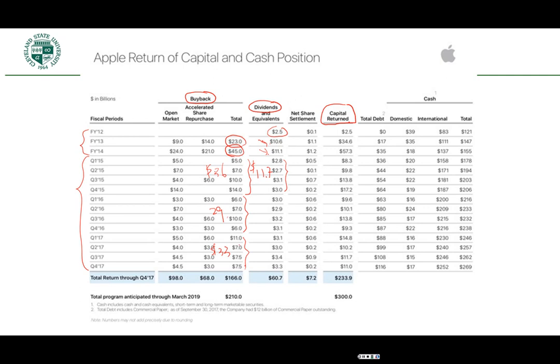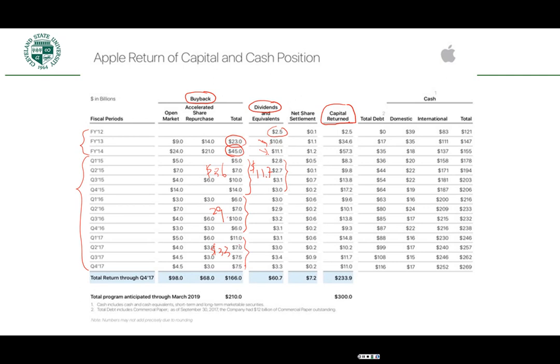So the point here is that buybacks can be variable for each of the quarters, and it's up to the firm to decide. And the dividends are usually very sticky. As we said, they follow about the same amount for each of the quarters with small variations.